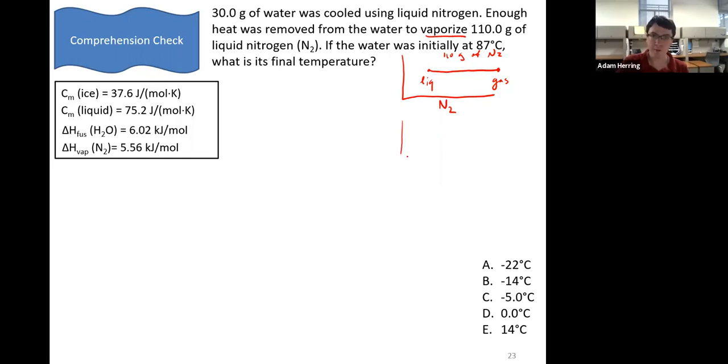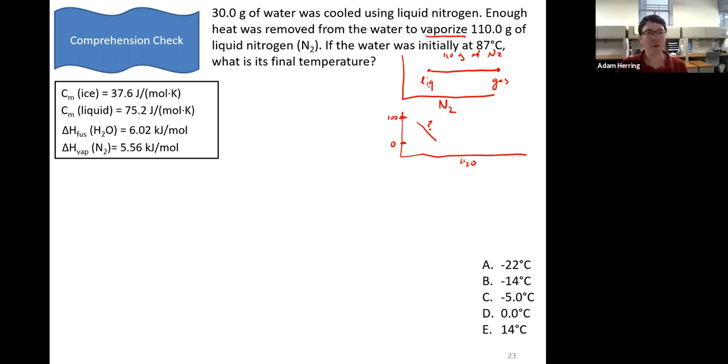For water, we know that we're starting at 87 degrees Celsius, and you should know that water boils at 100. It freezes at 0. So we're starting here, 87, and we're decreasing the temperature. Now the problem is that we don't know what our final temperature is. So we can't fully draw a phase diagram or a heating curve for it yet. So where do we go from here?